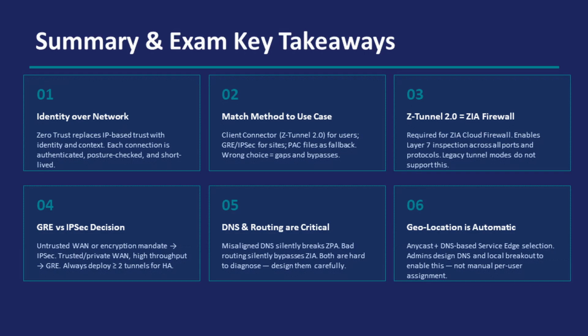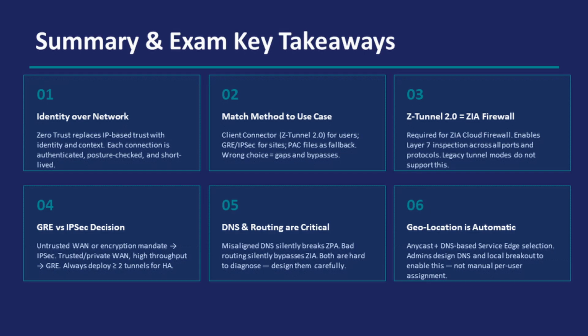The second takeaway is that the forwarding method must match the use case. Client Connector with zTunnel 2.0 is for user devices: laptops, phones, desktops. GRE and IPsec tunnels are for fixed sites: branches, headquarters, data centers. Cloud Connectors are for cloud workloads. PAC files are the fallback for browser-only, agent-not-feasible scenarios. Using the wrong component doesn't just limit capability. It creates security gaps where portions of your traffic bypass Zscaler completely.